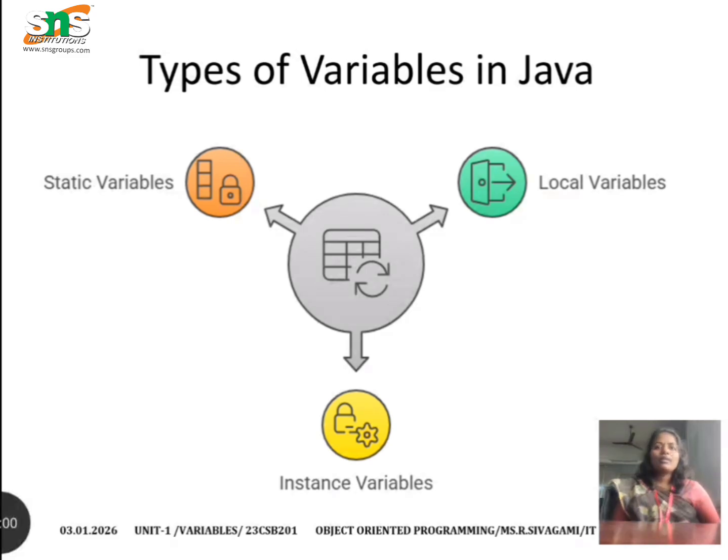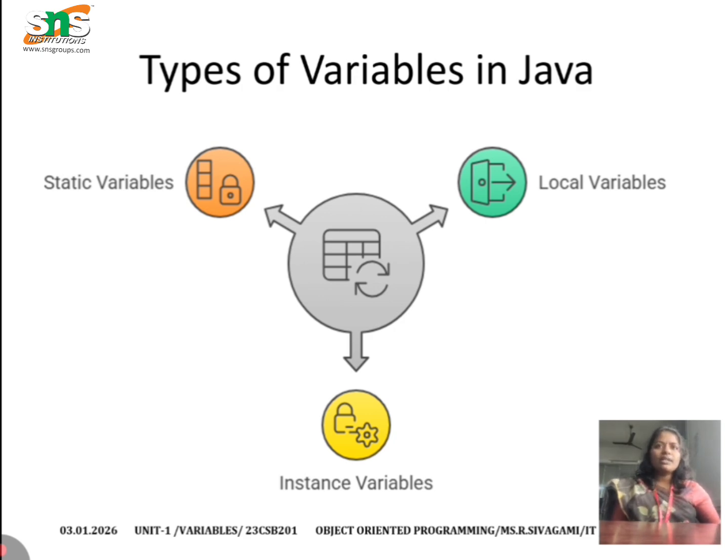The next one is the instance variable. Instance variables are declared inside a class but outside any method. Every object of a class gets its own copy of these variables. If we don't initialize them, Java automatically assigns the default value for the variable.